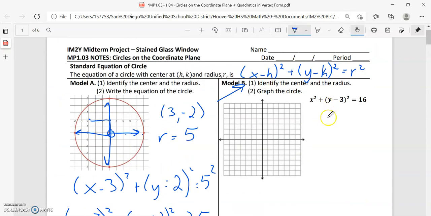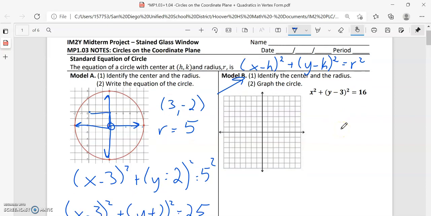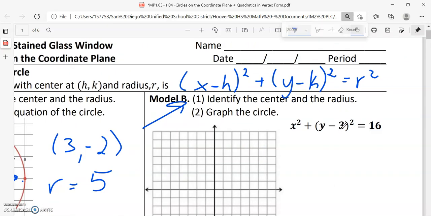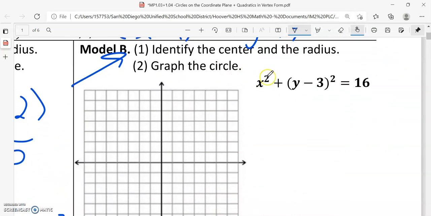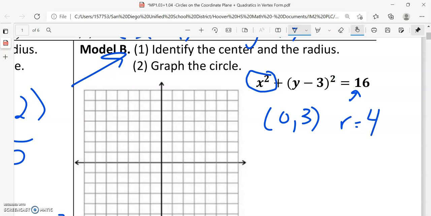Identify the center and the radius and graph the circle. Okay. So right here, there's no number or no parentheses, so we know that our number is 0. So our h is going to be 0. Our k is not negative 3, but positive 3. Remember, it's the opposite. And our radius, my apologies, is the square root of that number, and the square root of 16 is 4.